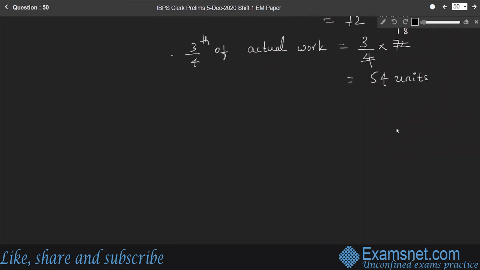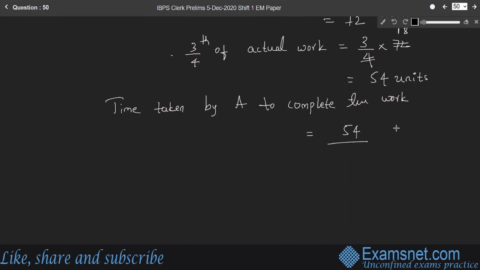Therefore, time taken by A to complete the work is, so here 54 is the actual work divided by efficiency of A. Efficiency of A. So here 54 is actual work.